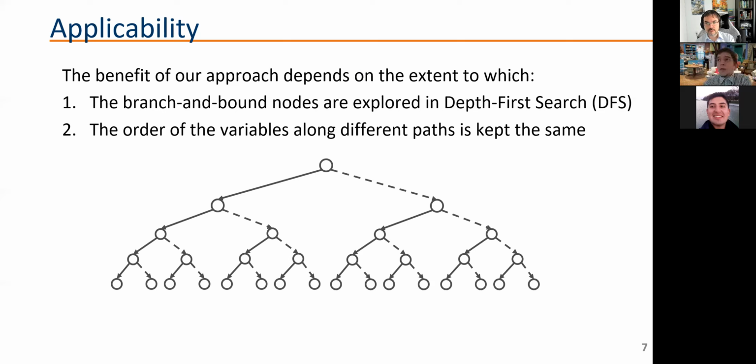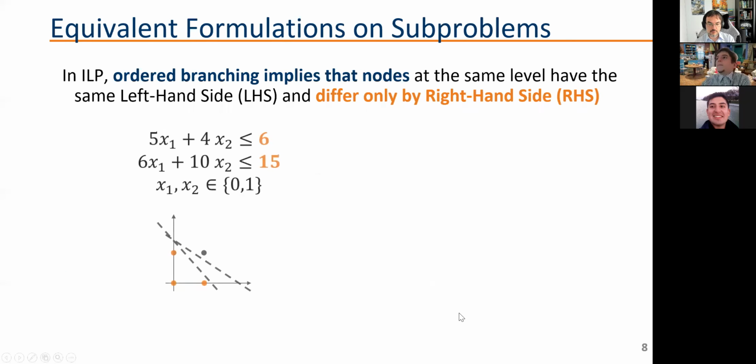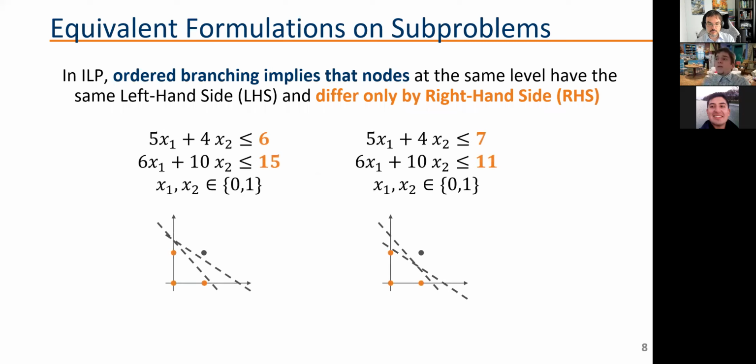We're making two assumptions here. One is that we're going to apply this when we have that first search, and the second is that the order of the variables along every path is always going to be the same. The problem that we want to answer in each one of these nodes, as we're comparing them, is whether two subproblems on the same variables, which in an integer linear programming problem corresponds to the same left-hand sides but possibly different right-hand sides, are equivalent or not.